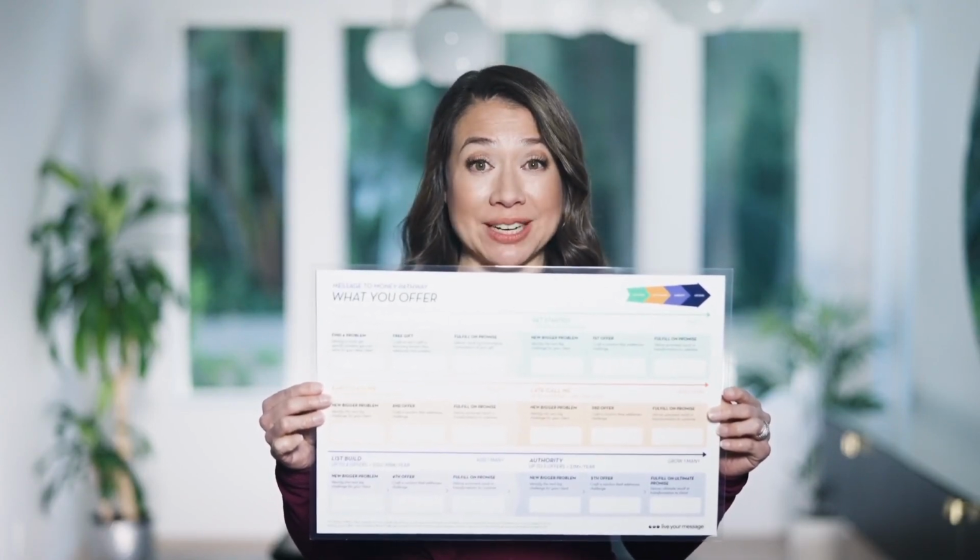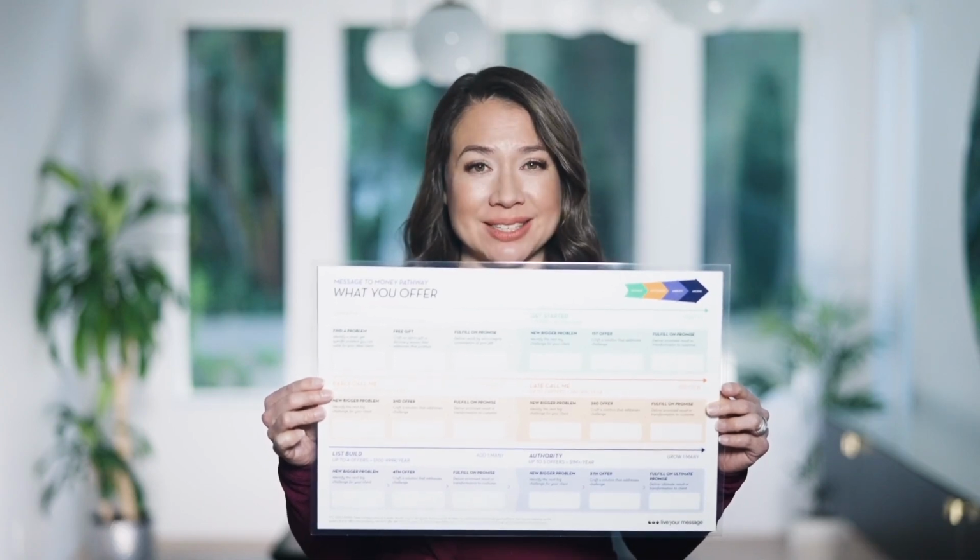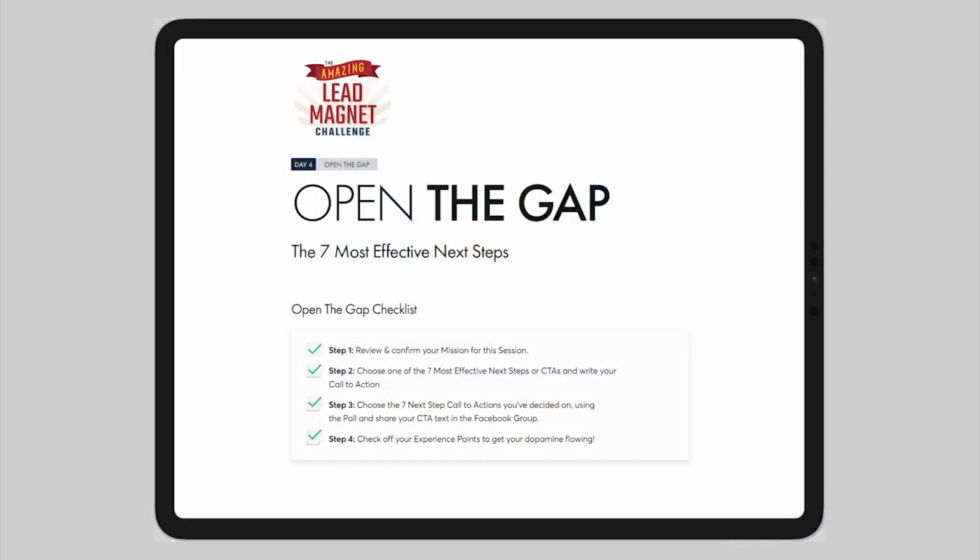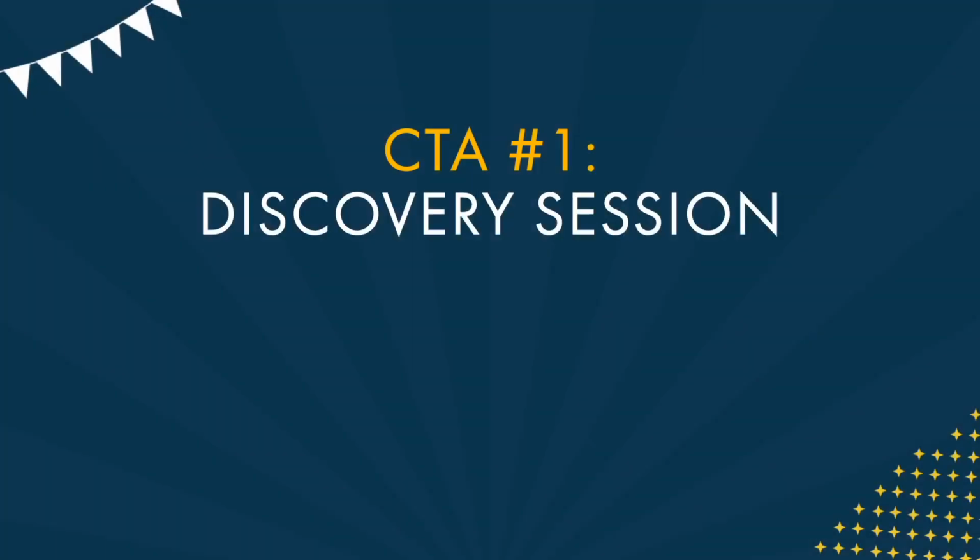So for now, we're going to keep it simple, and all you need to do is choose one of the 7 most effective next steps, or CTAs. Sound like a plan? Before I go through these 7 options, you might want to go ahead and grab your worksheet for today's session, which you'll find right below this video, because I've also summarized them there for you, and you can follow along with me.